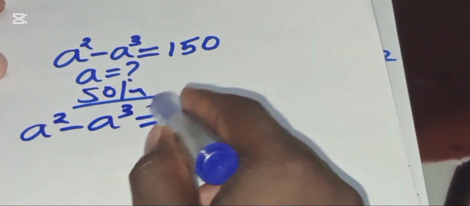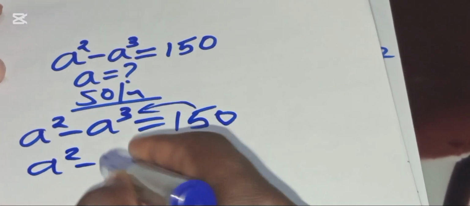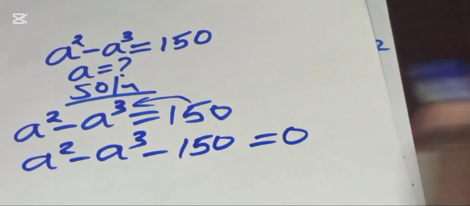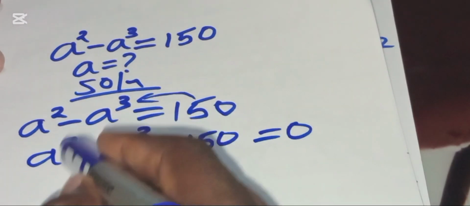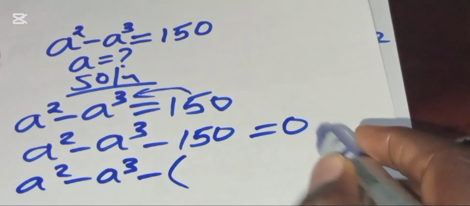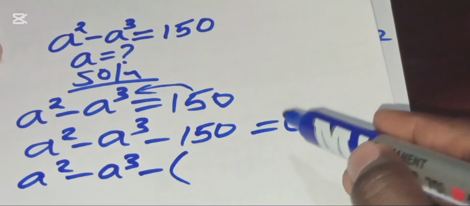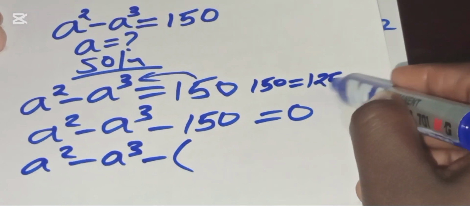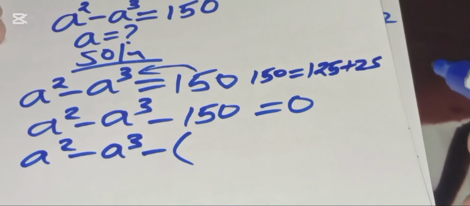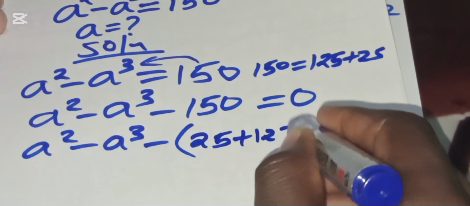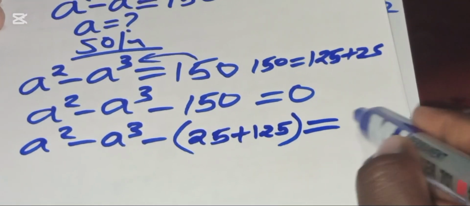Let's take 150 to the left hand side, so that we have a squared subtract a cubed subtract 150, which should give us 0. This is the same thing as a squared subtract a cubed, subtract 150. 150 can be expressed as 125 plus 25, or rather 25 plus 125. This should be equal to 0.